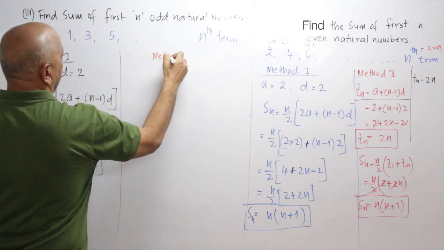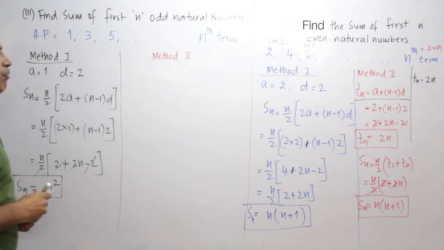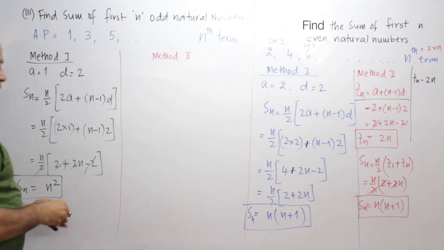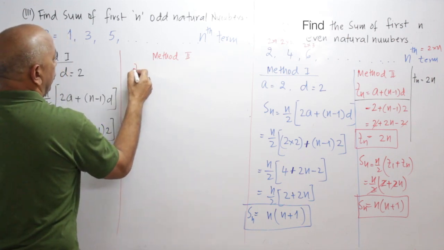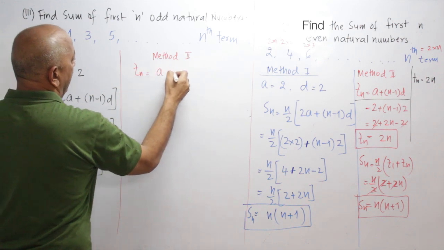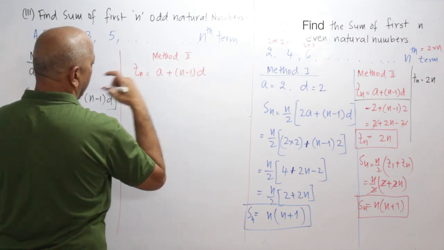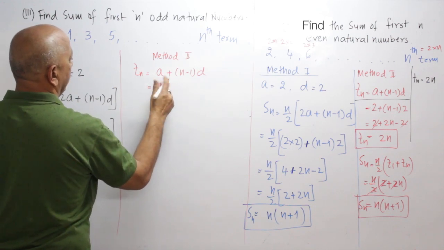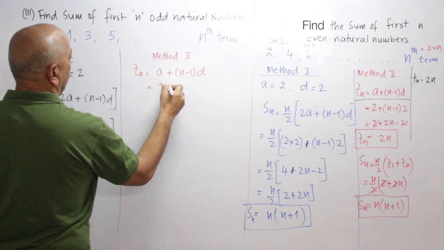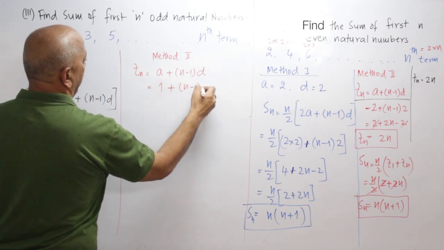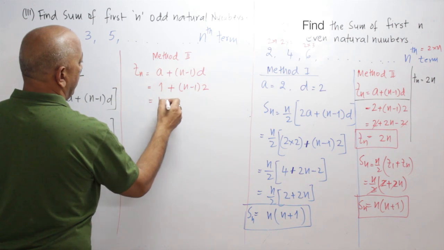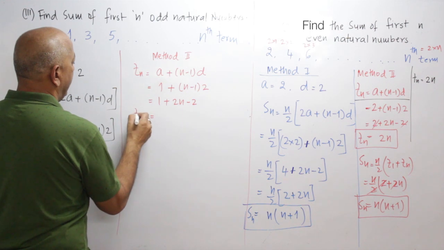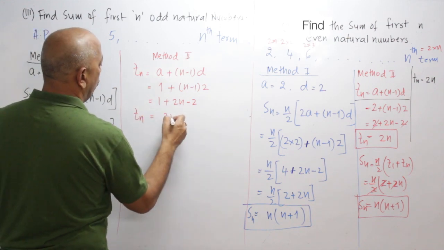So method 2. In case of the second method, we should know the value of nth term, right? So Tn is a plus n minus 1 d. That is the value of nth term. So a is equal to 1 plus n minus 1 into 2. So 1 plus, if I multiply here, 2n minus 2. So Tn, I'll get 2n minus 1.